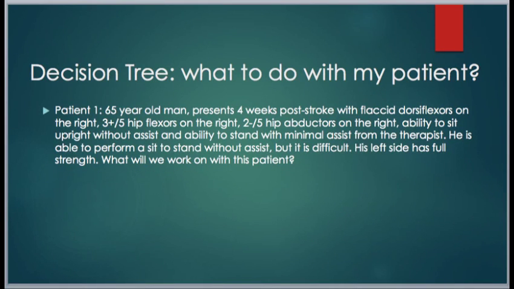Let's now go through some cases of different patient examples and decide what we would want to do for a typical treatment. Patient 1 is a 65-year-old man presenting 4 weeks post-stroke with flaccid dorsiflexors on the right, 3+ out of 5 hip flexors on the right, 2- hip abductors on the right, ability to sit upright without assist, and ability to stand with minimal assist from the therapist. He is able to perform a sit-to-stand by himself, but it is difficult. He has full strength on his left side. What are some things you would want to work on with this patient?